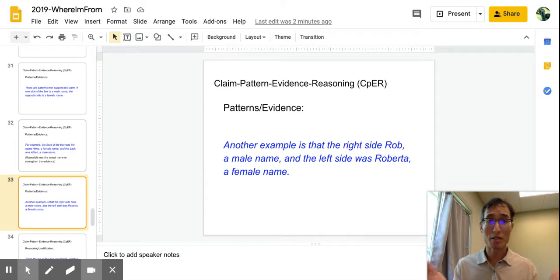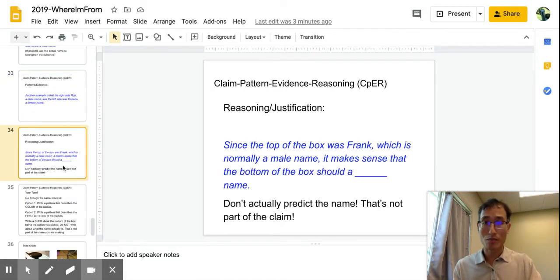Another example is one side of the box, the right side was Rob, a male name. Then the left side was Roberta, a female name. If you actually give the sides of the boxes that they're on and the actual names, that really strengthens your evidence. You don't just say one side was female and one side was male. That doesn't give any specificity toward your evidence. So the more specific examples you can give, the better your evidence is.